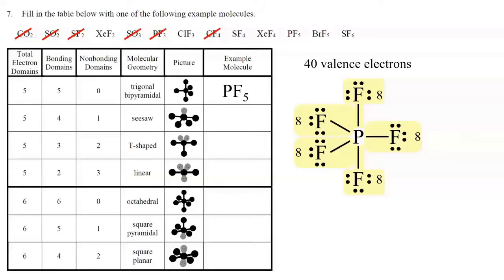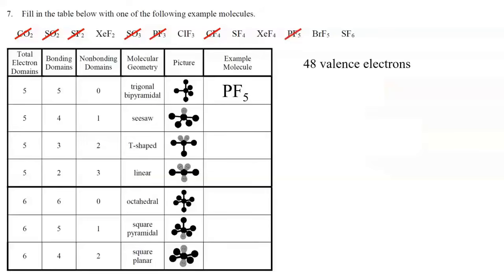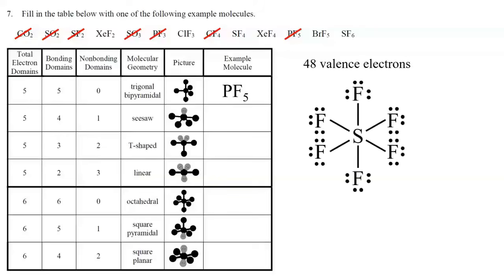And then the next example for the total number of valence electrons that I'd like to consider is 48. So 48 is also a multiple of 8, and I would expect 6 bonding domains and 0 non-bonding domains. And that's what we see with the molecule sulfur hexafluoride, or SF6. So 1, 2, 3, 4, 5, 6. 6 times 8 is 48. So SF6 is 6 bonding domains and 0 non-bonding domains.